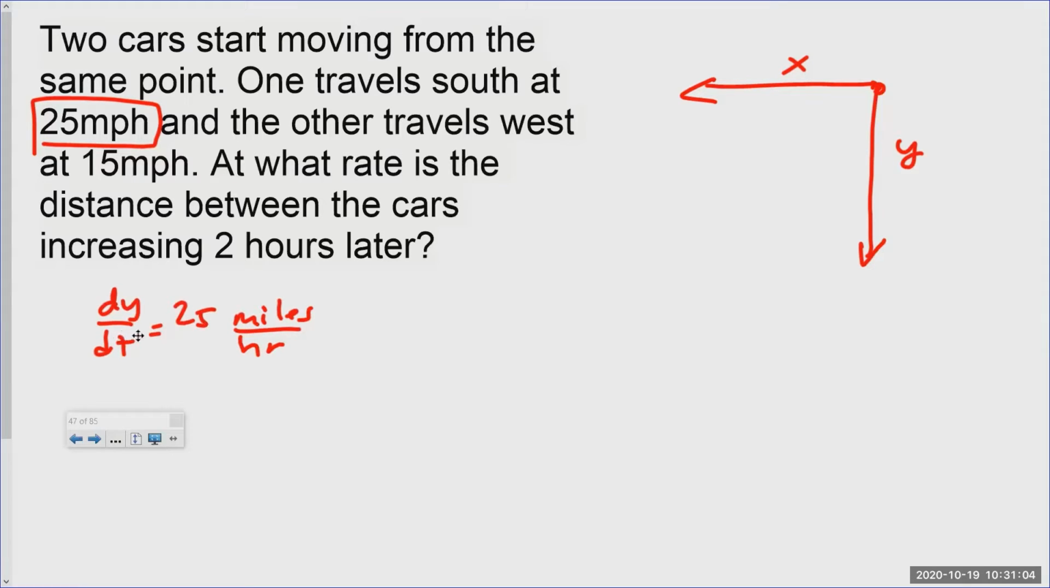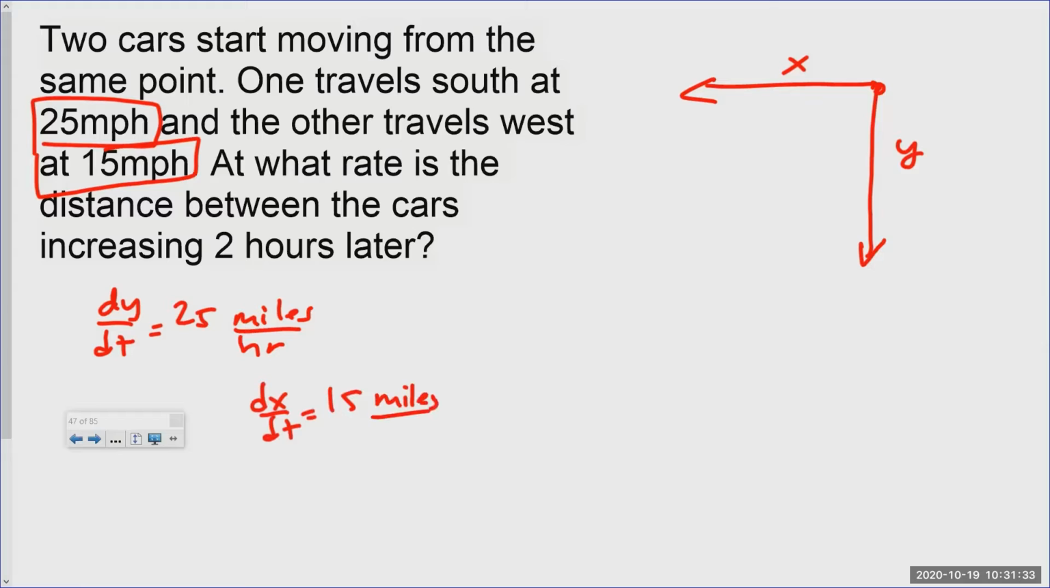Does that make sense? Because then the rate would be 25 miles per hour, okay? When you talk about velocity, it's really just the derivative, basically, of distance, okay? So the velocity is the derivative of distance, and the distance is y, okay? The other travels west at 15 miles per hour. So in calculus talk, what is 15 miles per hour? dx/dt. So dx/dt equals 15.